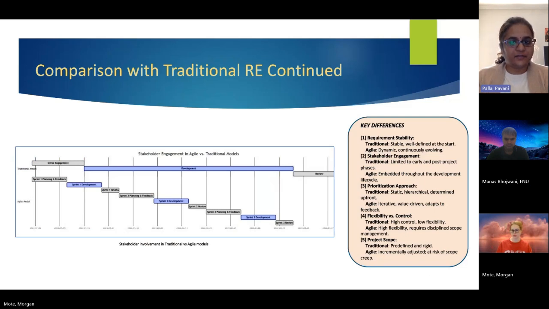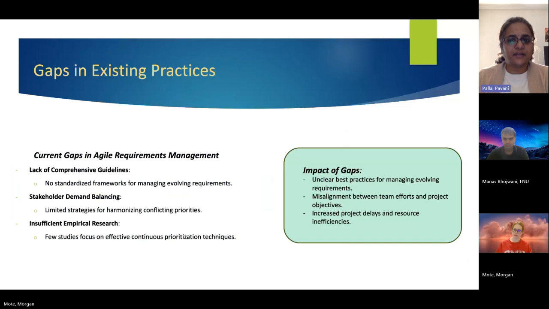And another key difference is the prioritization process. Traditional models use static hierarchical prioritization with little room for adaptation. On the other hand, Agile uses iterative value-driven approaches like MoSCoW or weighted shortest job first, allowing for more flexibility and responsiveness. Agile's flexibility delivers value quickly but needs balance to avoid overloading teams and to maintain long-term goals. Next slide, please. Here, our research uncovered significant gaps in Agile practices, highlighting challenges in dynamic environments.